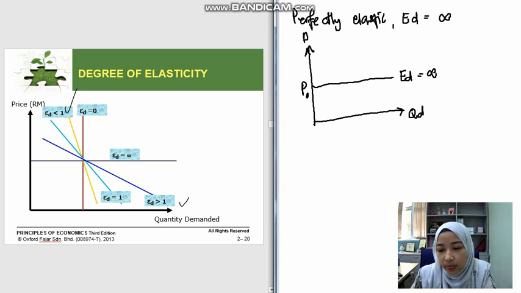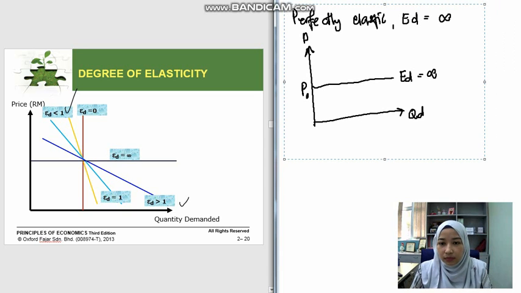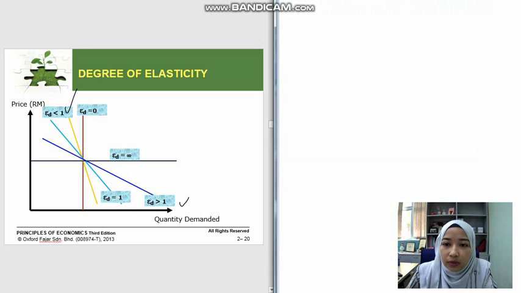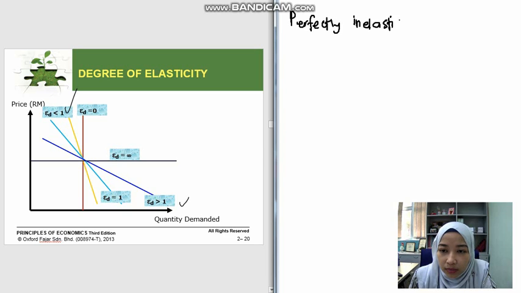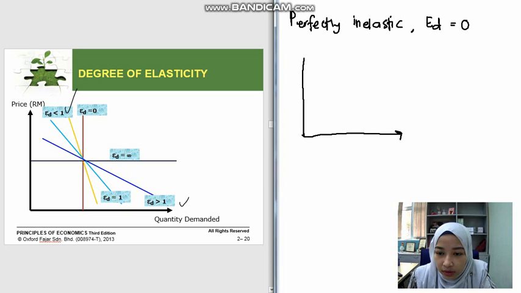Okay, and then for perfectly inelastic demand, in which your answer will equal to 0. Okay, so how do we draw a perfectly inelastic demand curve? Is quantity demanded on the x-axis and price. You will have a vertical straight line. It should be straight.